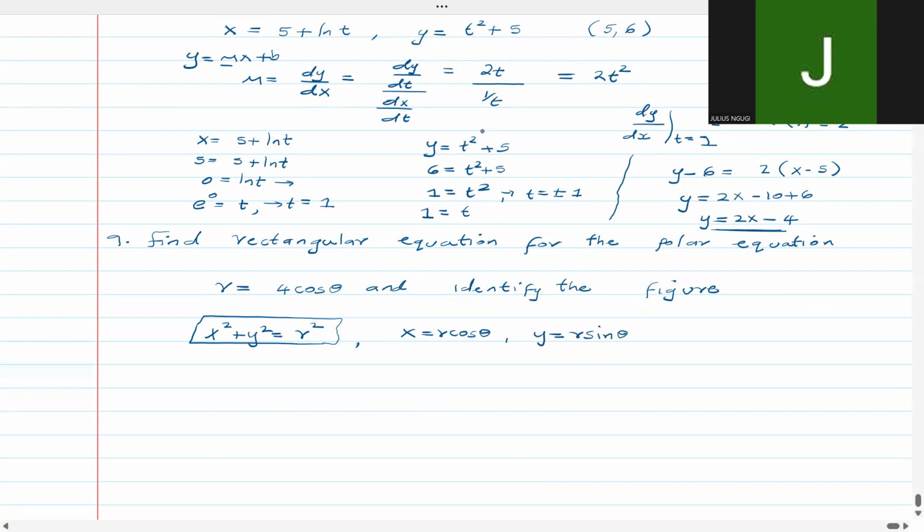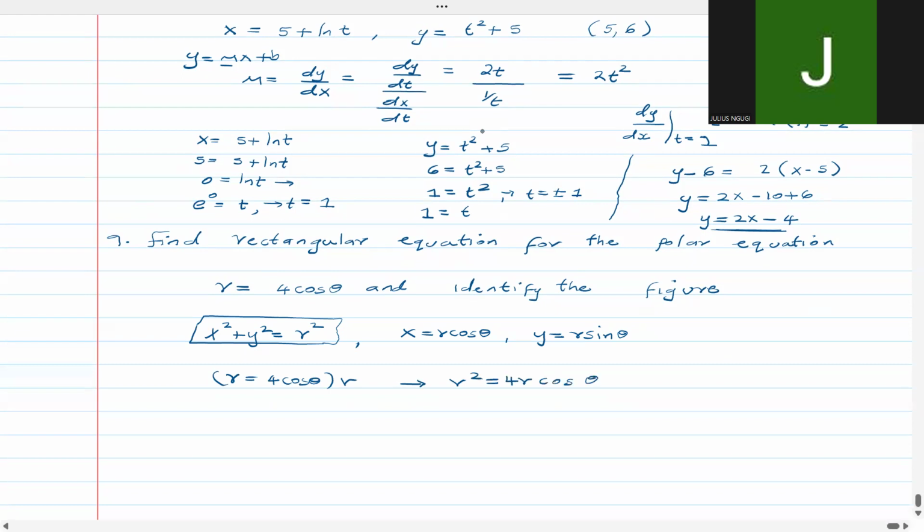So we have r equals 4 cosine of theta. What we do is multiply by r across, so we get r equals 4 cosine of theta. We multiply everywhere by r. So this will result in r squared equals 4 times r cosine of theta.